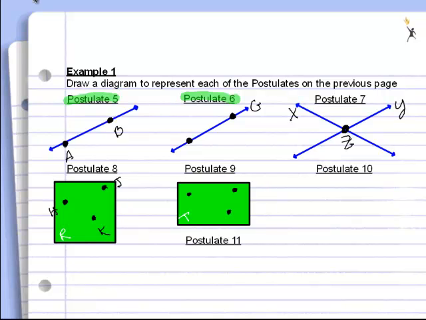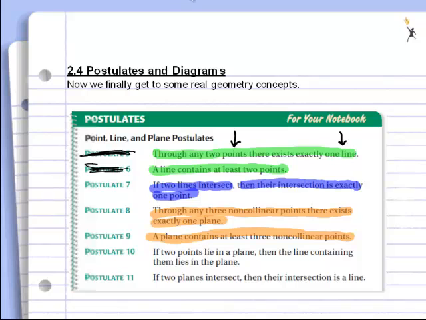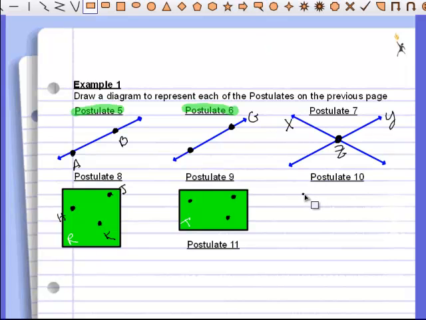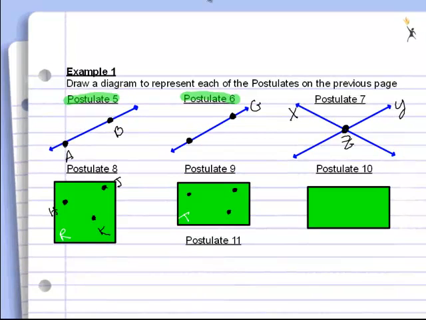Let's look at postulate 10. Postulate 10 says that if 2 points lie in a plane, then the line containing them lies in the plane. If 2 points lie in a plane, then the line containing them lies in the plane too. So let's go back. We need our plane. Not like airplane, but a geometric plane. We're given 2 points.